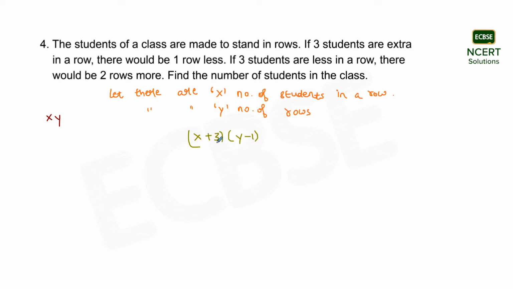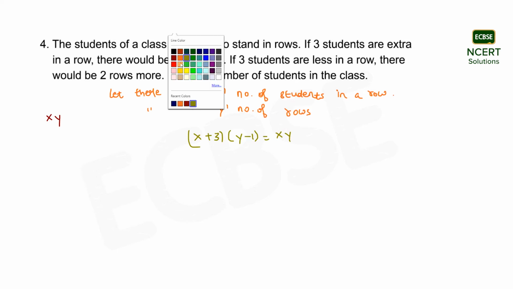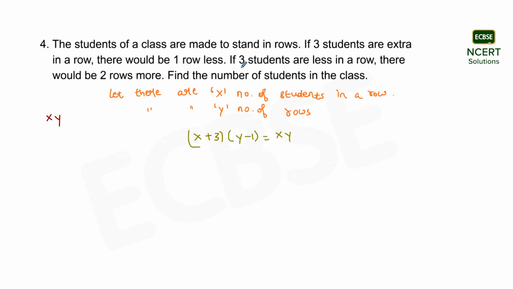Because the total number of students does not change by changing the arrangement, we can equate it as (x + 3)(y - 1) = xy. So this will be the first linear equation. And the second linear equation can be formed from the second condition being imposed over the arrangement of the students in a class.